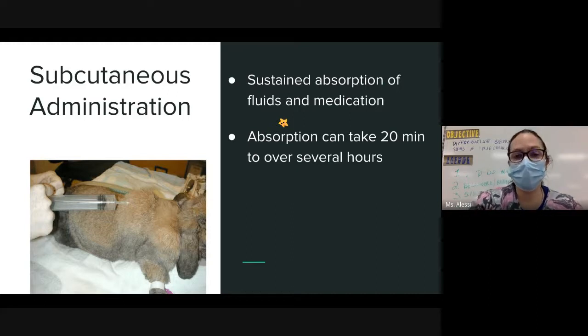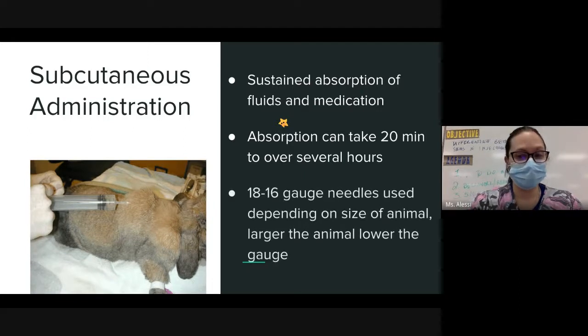Many of our vaccinations, our rabies, our distemper vaccine, those are given subcutaneously. And then if animals are severely dehydrated, we can give fluids under the skin if we need to send them home. So outpatient, we can do that. And some of you may have even had animals that have had fluids.